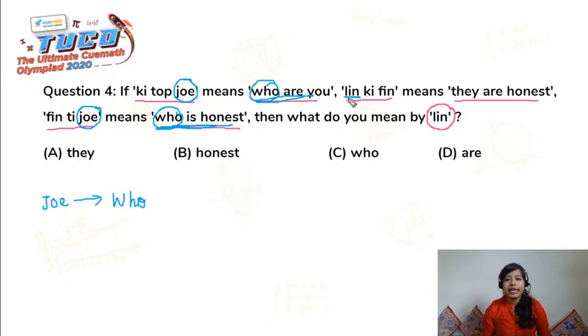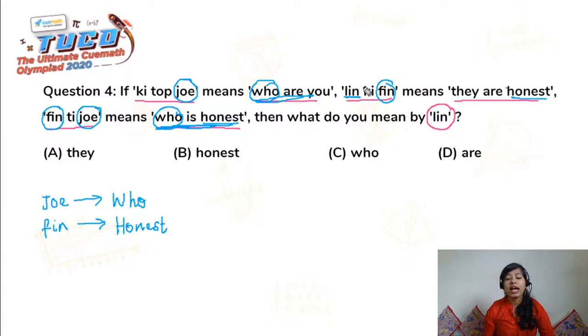Okay. Now let's see Lin Ki Fin. "They are honest." Now let's see if we are able to figure out any word from here which is common to any other sentences. "They are honest." "Who is honest?" Yes, I can figure out the word "honest," right? So honest and honest. Here I have honest, and here also I do have honest. So what's the common word between these two? We have Fin and we also have Fin here. So the common word is "honest" here and the mapped statements have the common word as Fin here. So definitely Fin is being assigned to "honest." I hope that's clear to all of you. I hope you're understanding how I'm going about these kind of questions.